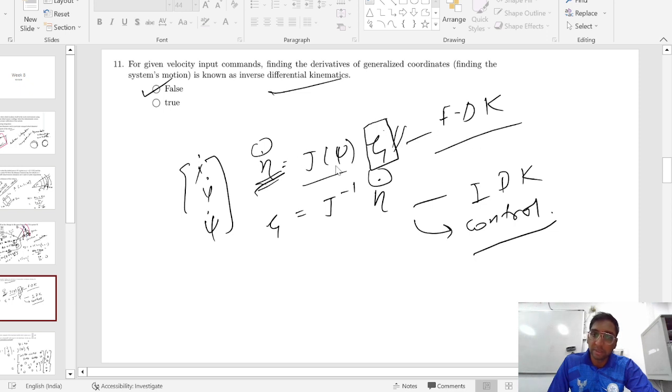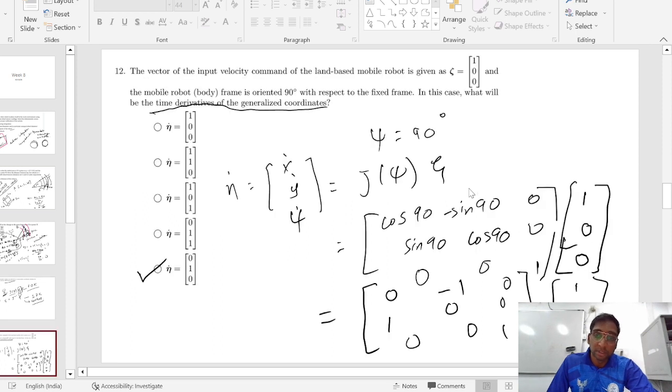The inverse is when you take J inverse to the other side. Multiplying both sides by J inverse, you get this identity, so you don't have to write the identity over here. That is inverse differential kinematics. Okay, let's move on to the next question.